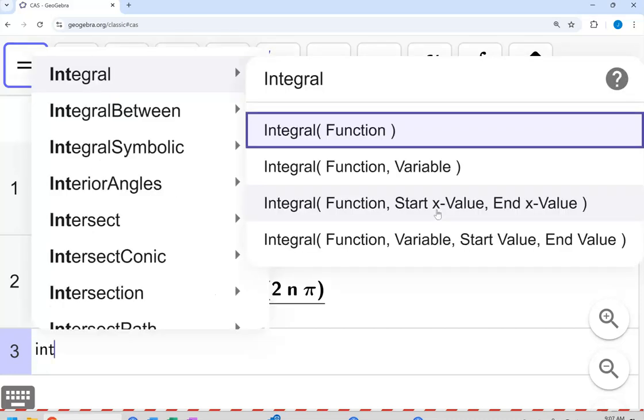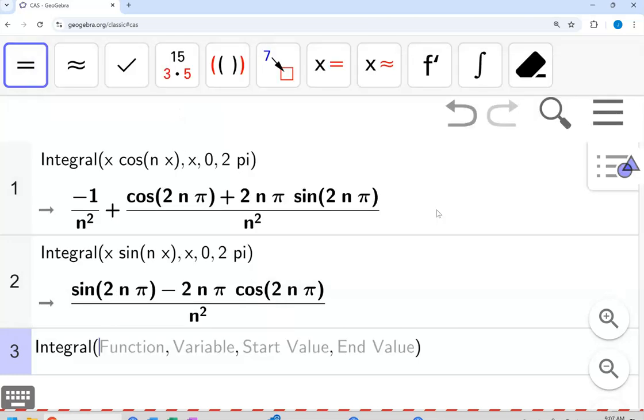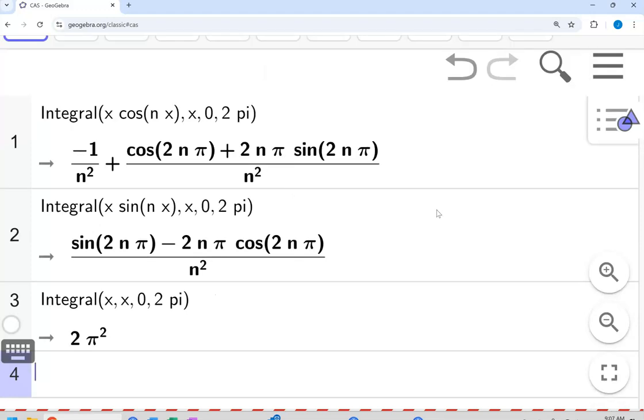Our integral of x, because it's just f of x for this part, right, for the constant. This one you probably do by yourself. In GeoGebra, if you've only got one variable, you don't have to tell it what variable to integrate with respect to. It'll know. I just went ahead and typed it because it matches the other form. I get 2 pi squared for that one. Okay. All right. So we found our coefficients.